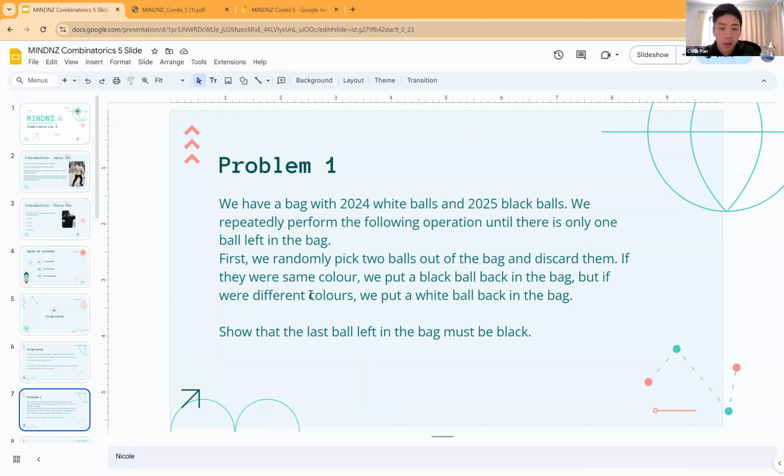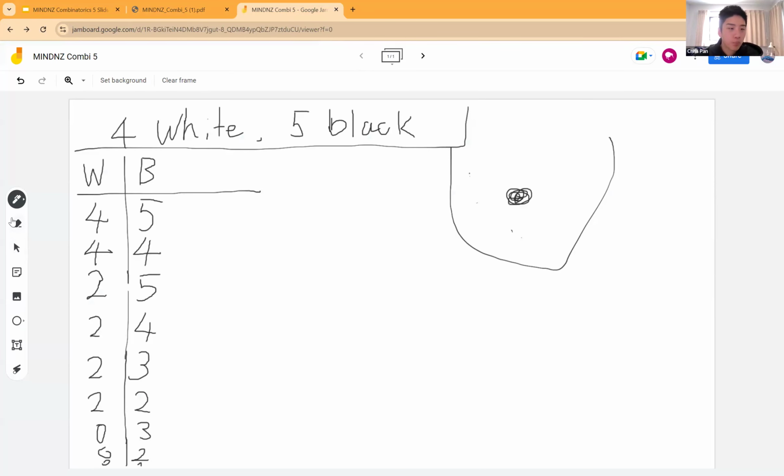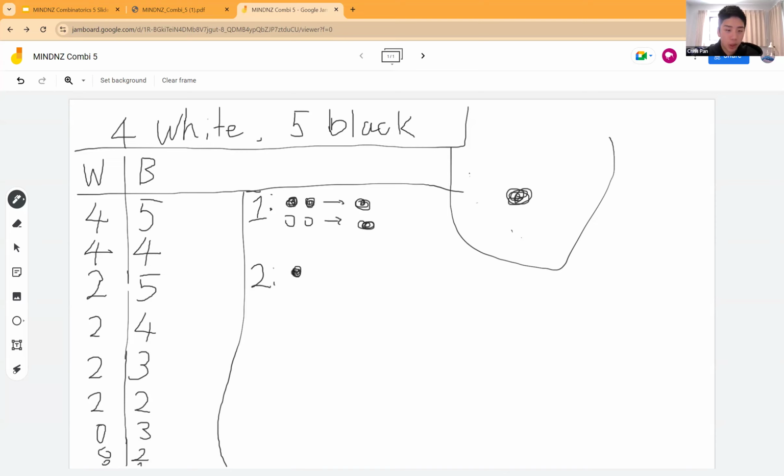Okay. Let's have a look at the two types of operations we can do, right? Move one: you turn a black ball and a black ball into a black ball, or you turn a white ball and a white ball into a black ball, right? And move two: you turn a black ball and a white ball into a white ball.